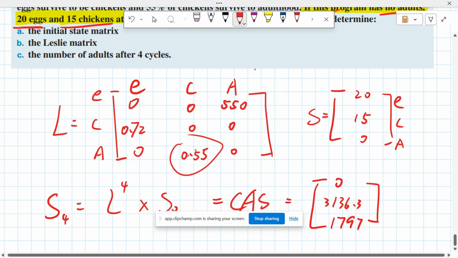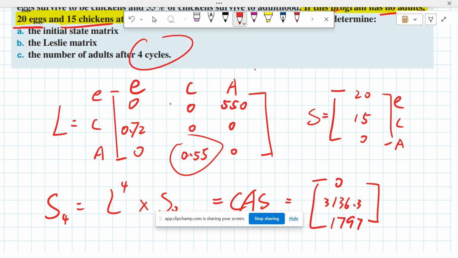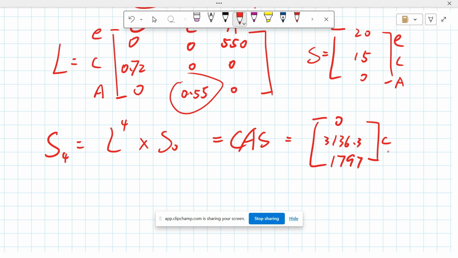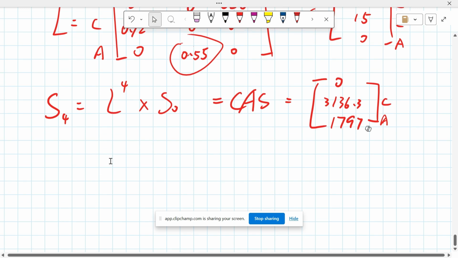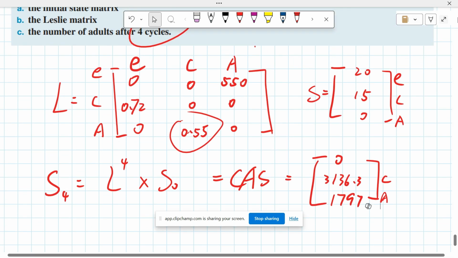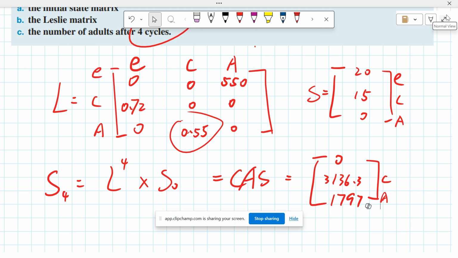So this is the Leslie matrix, and now we're going to find 4 cycles. So we take the Leslie matrix to the power 4 multiplied by the initial state matrix. And then we have 3,136 chickens, and adults will be 1,797 adults. So that's the Leslie matrix. You can see you don't have to add all together to equal 1. That's how Leslie matrices work.